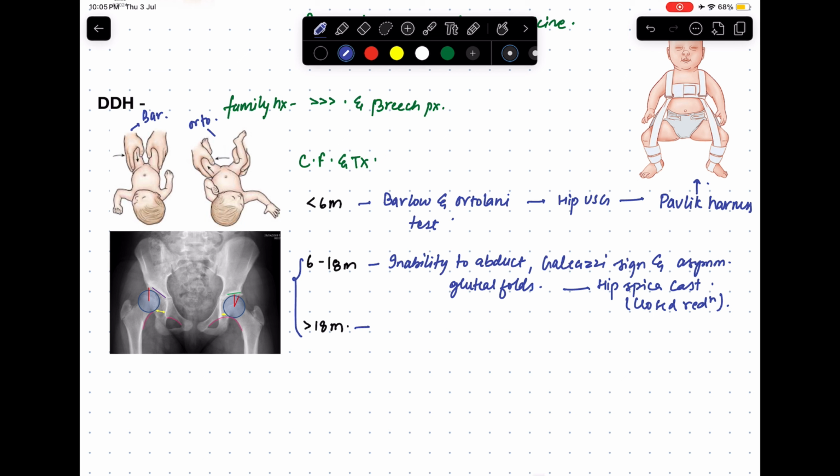That's it. Now for more than 18 months, the symptoms would be leg length discrepancy, pelvic tilt, and waddling gait for the baby. And for this stage, we have to do surgery, and the definitive treatment is open reduction. We'll have to do surgery, and that's the only treatment for DDH. That is after 18 months. That's it for this topic.